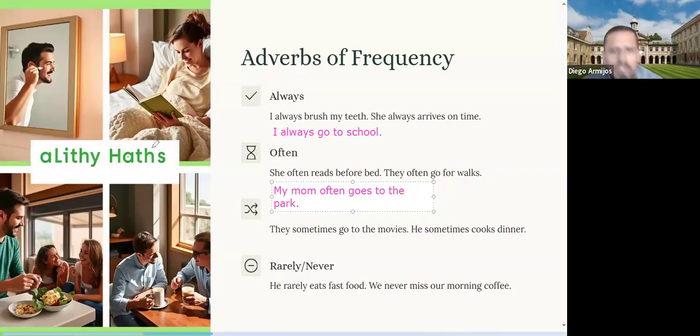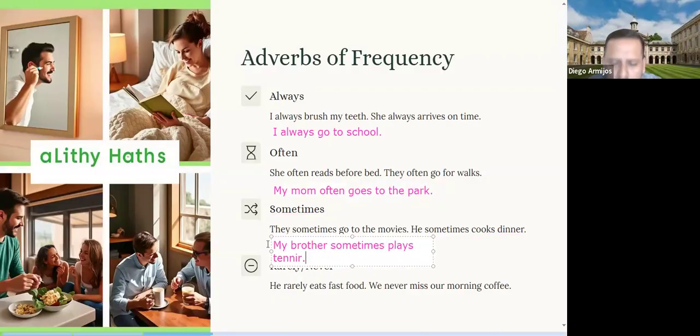Now we have sometimes. They sometimes go to the movies. He sometimes cooks dinner. And also we can say, my brother sometimes plays tennis. Digamos que su hermano a veces juega tenis, all right? And rarely or never, which means rara vez o nunca, he rarely eats fast food. Él raramente come comida rápida, ¿no?